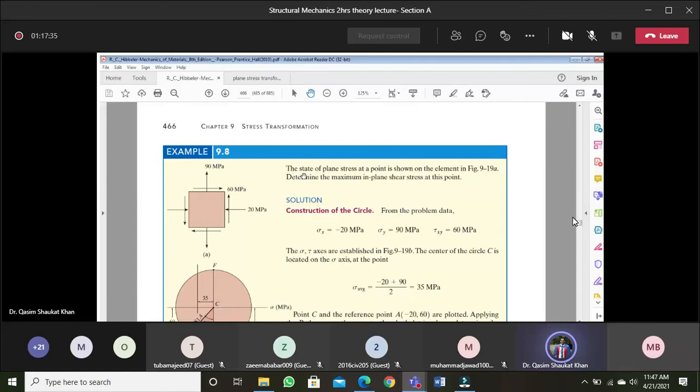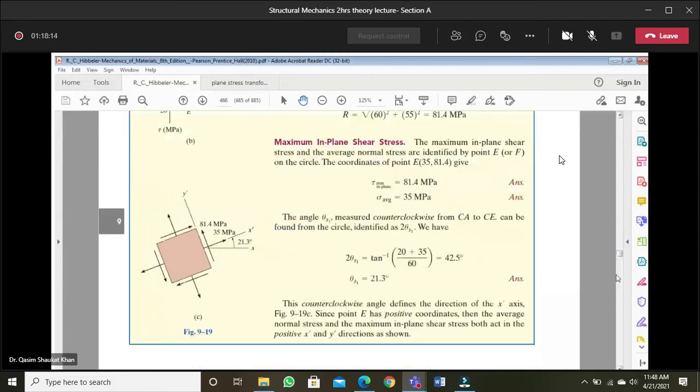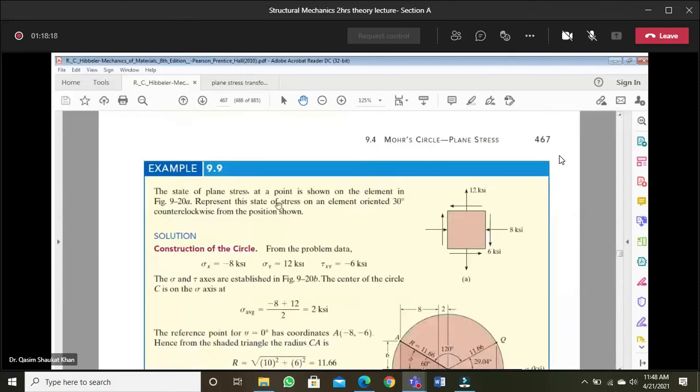The state of the plane stress at a point is shown on the element. Sigma x is minus 20, sigma y is 90, shear stress is 60 megapascals. In 9.8 we have to determine the maximum in-plane shear stress, and in the second part the principal stresses, the orientation of the principal planes, and the orientation of the shear planes. All this we will calculate using this data.